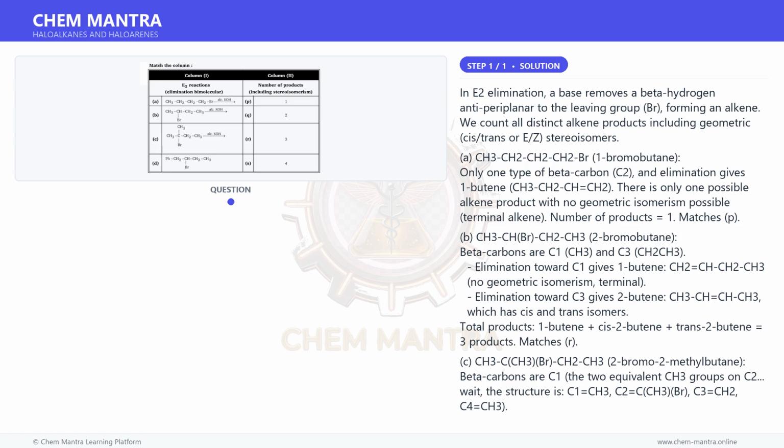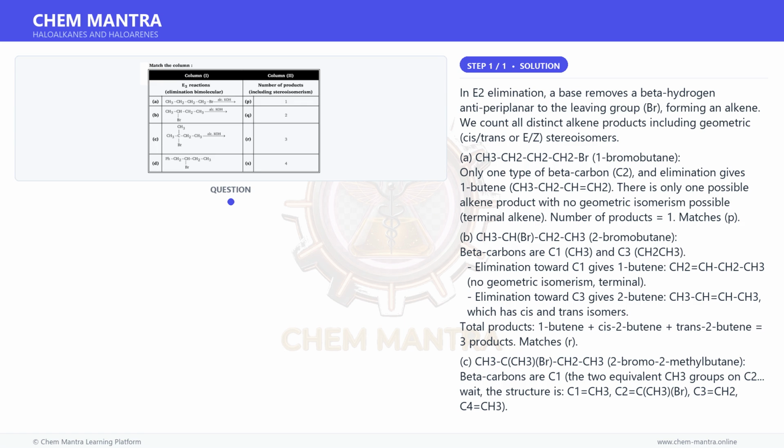Actually, (CH3)2C=CH-CH3. The 2 sides of the double bond are C(CH3)2 and CH-CH3. No cis-trans possible since the left carbon has 2 methyl groups. Wait, recounting, products are 2-methylbut-1-ene and 2-methylbut-2-ene, equal to 2 products.